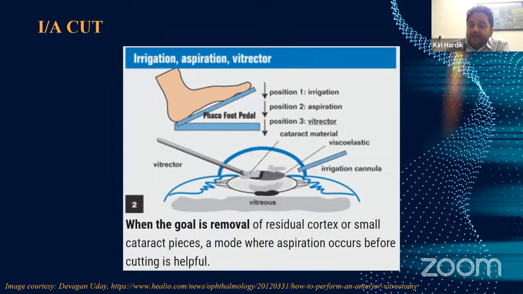Another mode is the IA cut mode. In IA cut mode, foot pedal position 1 is the same, which is irrigation. If you press your foot pedal further and go into position 2, there will be irrigation and aspiration. And when you go into foot pedal position 3, there will be irrigation plus aspiration and then cutting. So this kind of mode is helpful when you want to remove a cortex, because you are first holding the cortex, pulling it and loosening it, and then removing it. So this is how it's useful.